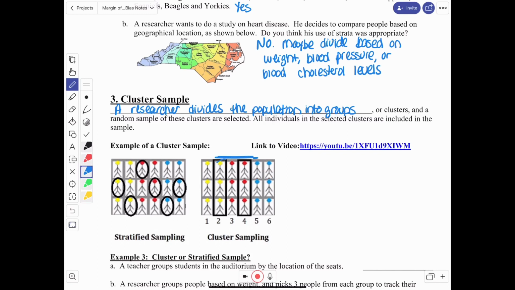So cluster would be like we take this whole group here and this whole group here, okay? And it's not really a good representation because we're taking all the yellows and all the reds. All right, strata is better. It's harder to do and it's going to take more time, but it's better. Because with strata, we're going to take these 2 out of the yellow, these 2 out of the red, and we're going to take these 2 out of the blue, okay?